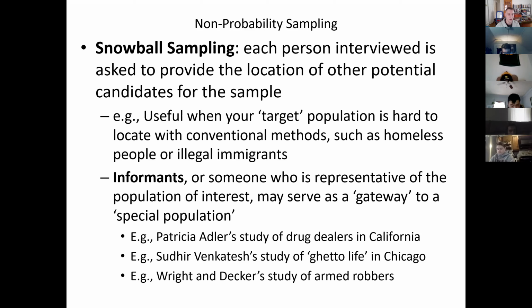And these other criminologists, Wright and Decker, did the same thing with armed robbers. They had a few people that were being released, on probation or parole, and they were talked into introducing them to other armed robbers, and said, we're academics and we're not police. They told them about armed robbery, and they learned a lot, and they met a bunch of other armed robbers, and that's how they did their study.